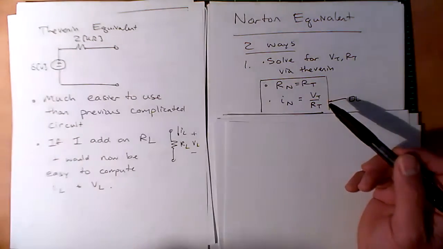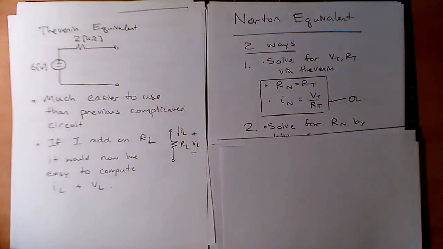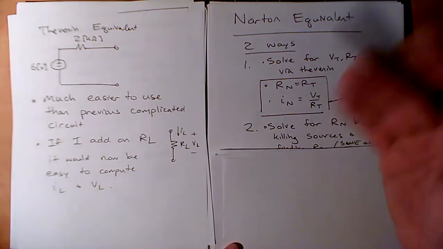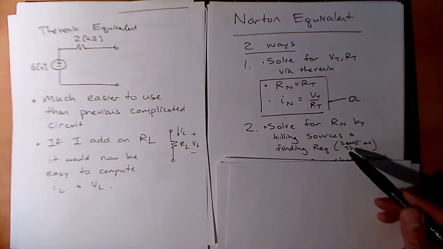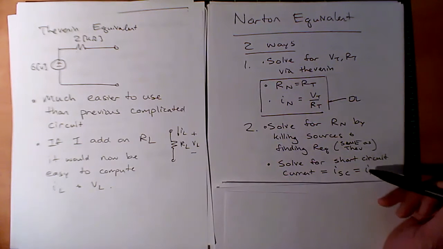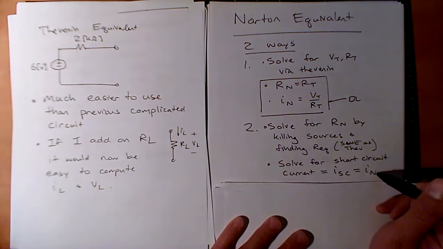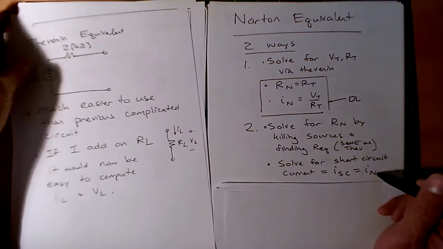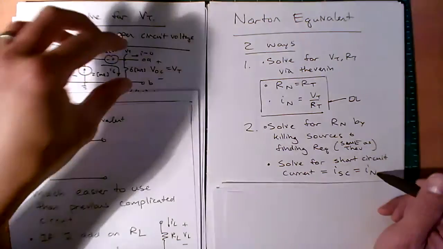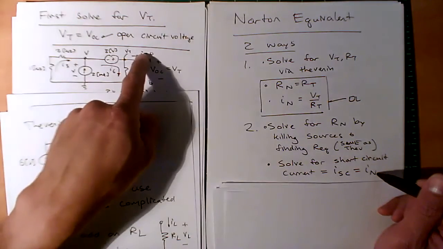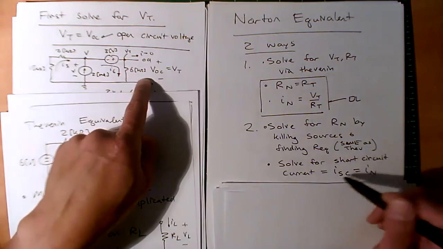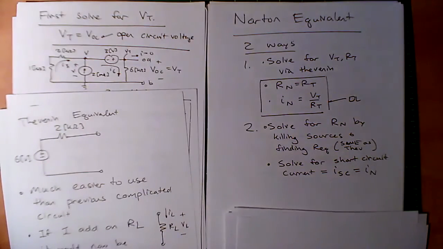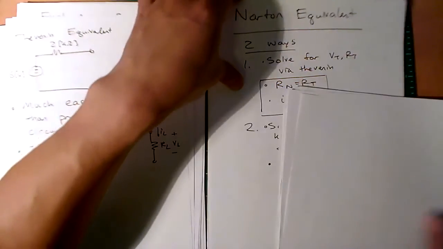Okay, but the other way, if you want to go ahead and get the Norton directly, you can still solve for the RN the same way. You kill the sources and you find R equivalent. But the difference is, if I want to solve for the IN using a similar process, instead of the open circuit voltage, which we did here, you're going to disconnect the circuit and literally short the two terminals and find the short circuit current. That's actually equivalent to the Norton current. Okay, all right.